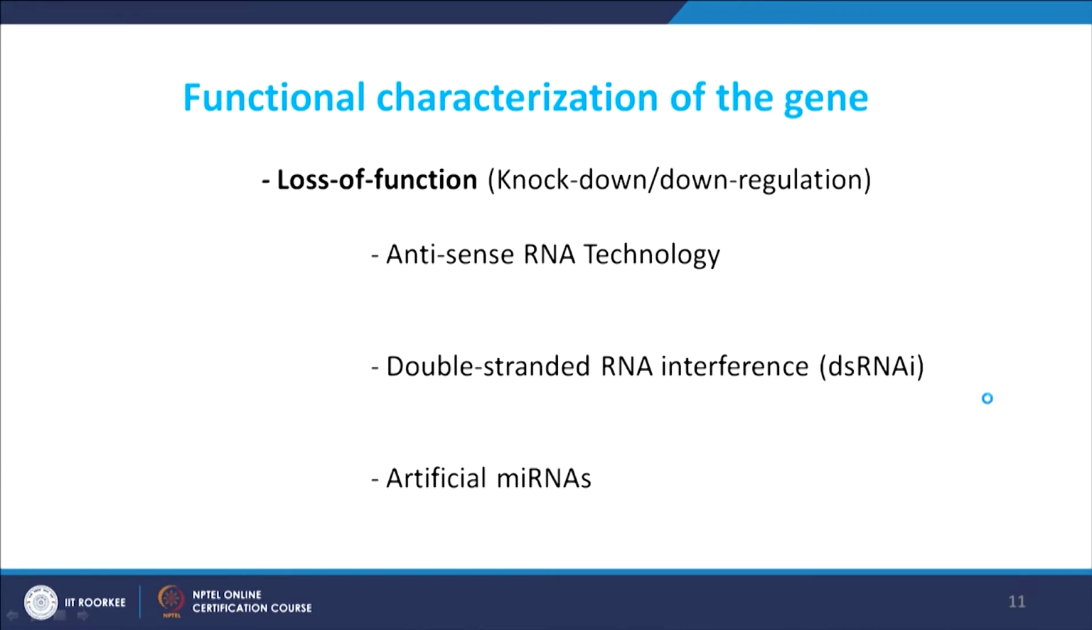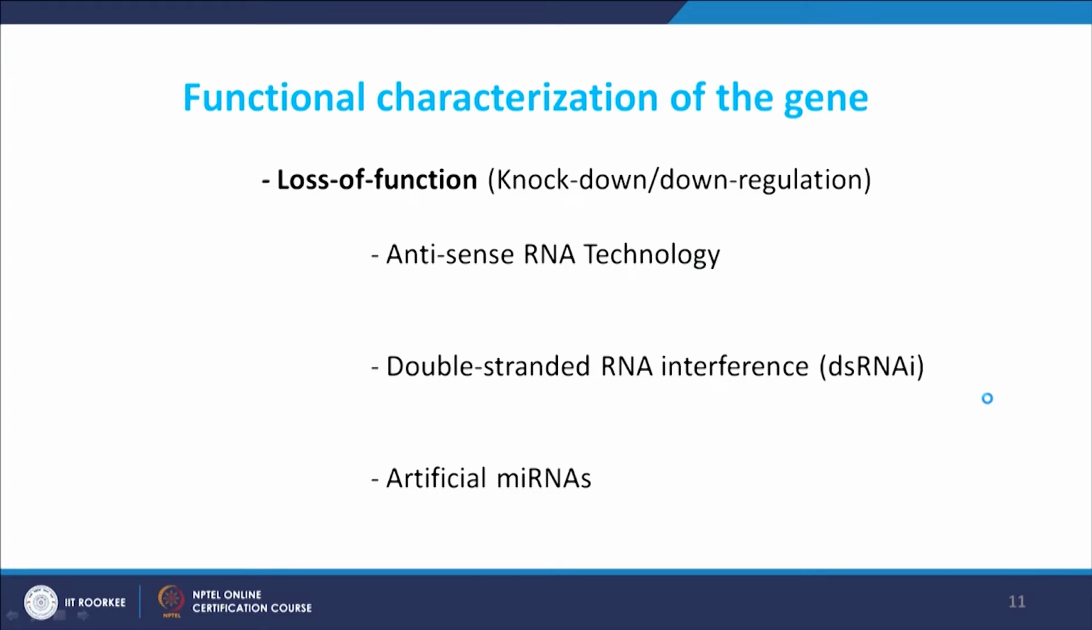Another mechanism we are using to study loss of function is knockdown or down regulation. Here we are not disrupting the genomic copy, but we are regulating after transcription. So we are reducing the expression level either at the protein level or at the transcript level, and there are some techniques being used for this.